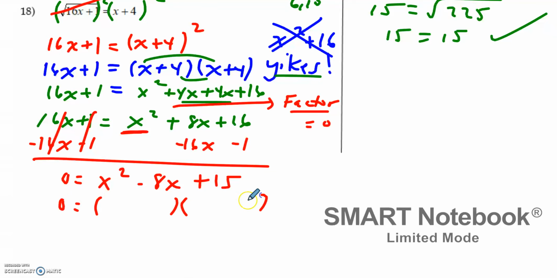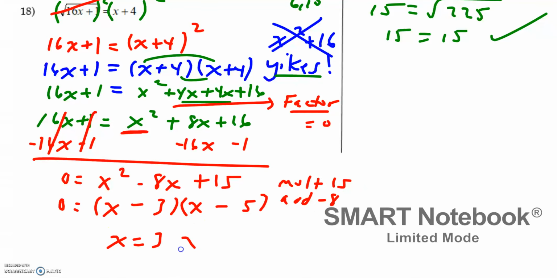And if I factor this, x times x is x squared, two numbers that multiply to be 15 and add to be negative 8 are 3 and 5, double negative. Negative 3 times negative 5, positive 15. Negative 3 plus negative 5, 'tis negative 8. If I set these both equal to 0, my two possible answers are 3 and 5.